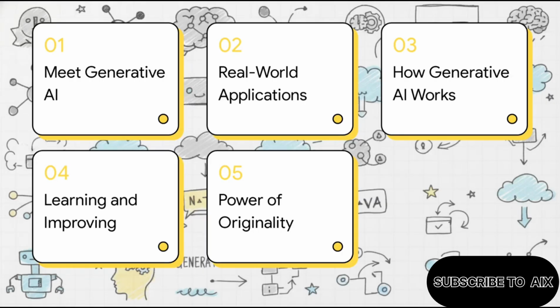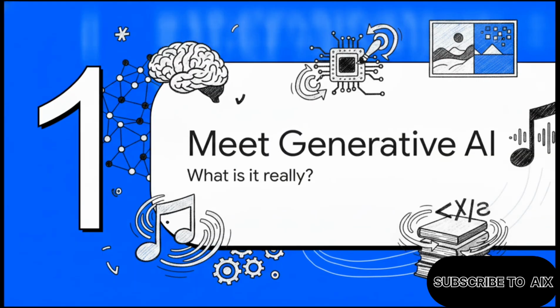Here's our roadmap for answering Emma's question today. We'll start by meeting generative AI. Then we'll check out some real-world applications, break down how it works, look at learning and improving, and wrap up with the power of originality. All right, section 1. Meet generative AI.